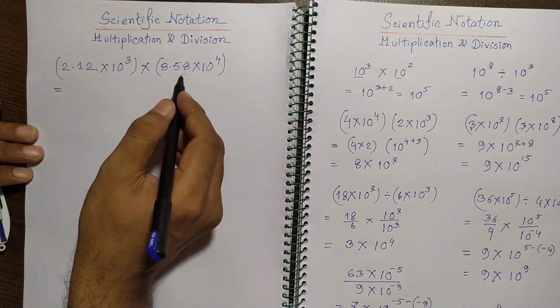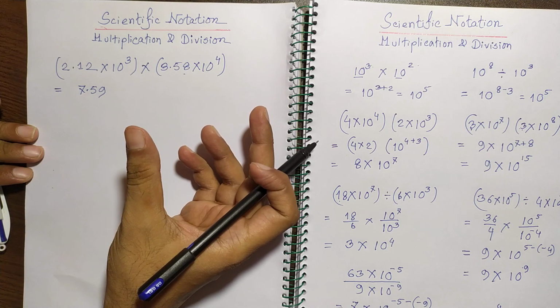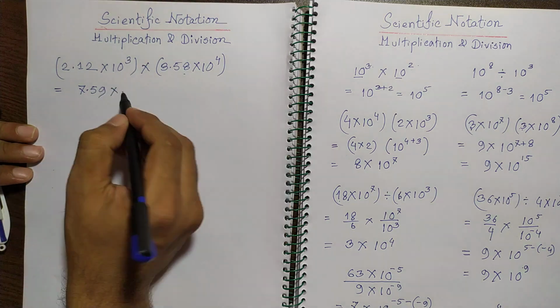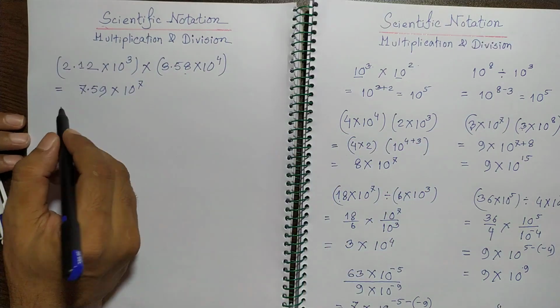2.12 times 3.58, that is 7.59, and we need to add 10 to the power 3 and 4, so together it would be 10 to the power 7.